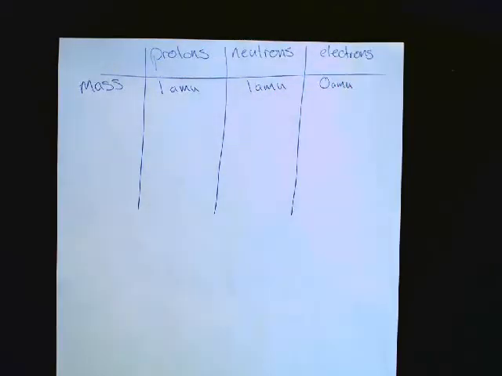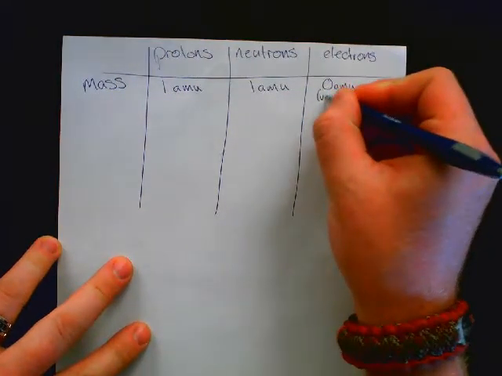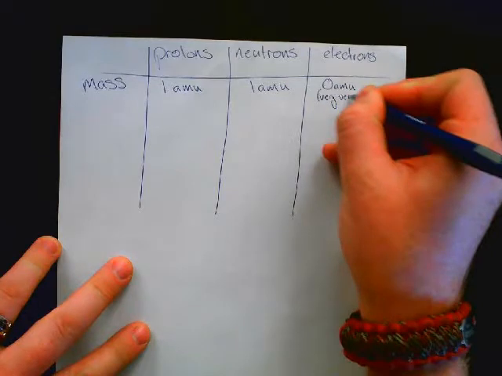Now, that's not to say that the electron has no mass. Electrons do have mass. However, it takes over 1,800 electrons to get the same mass as a single proton. And since atoms don't have literally thousands of electrons, we don't have to worry about the electrons having mass here. So it's really just very, very little.